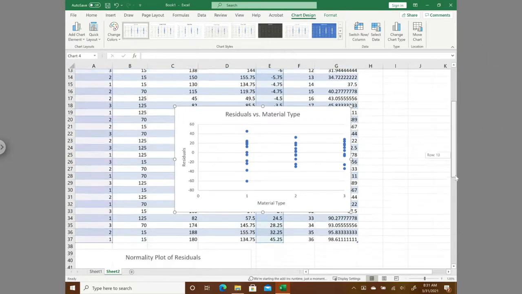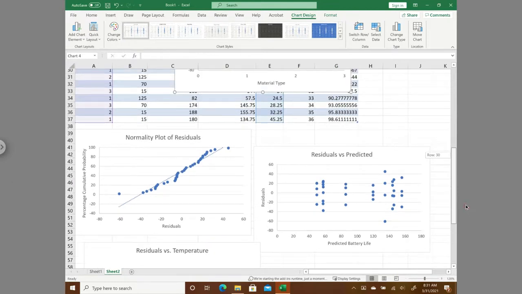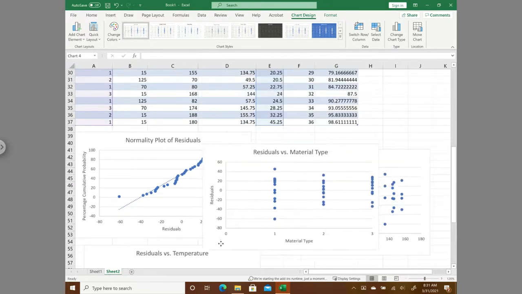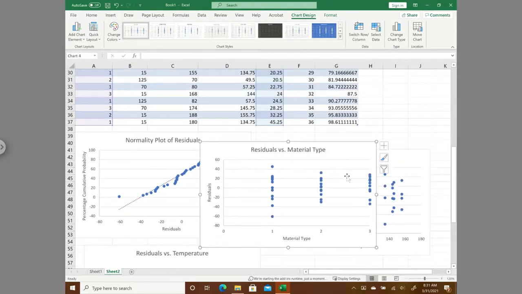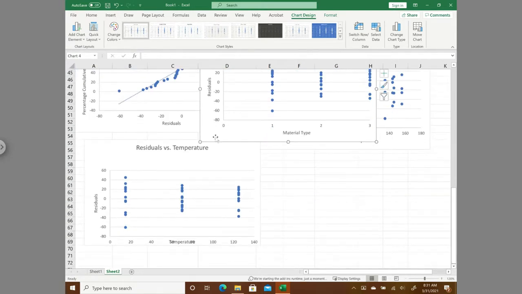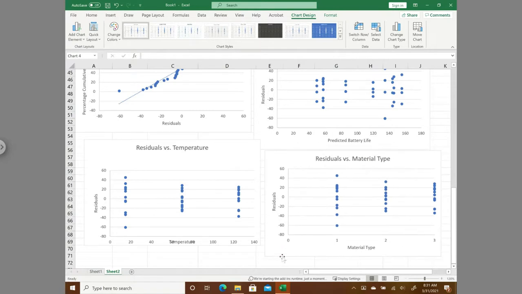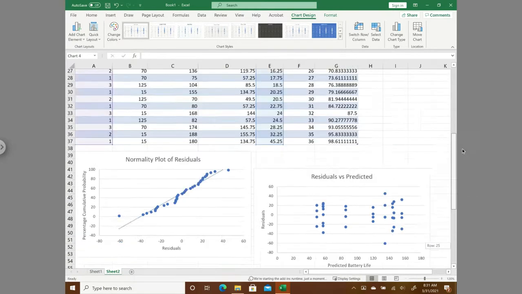So this is our last chart, right? And we also see some funnel shape here. So that is something to look into. So here, that's how we perform a residual analysis in Excel.